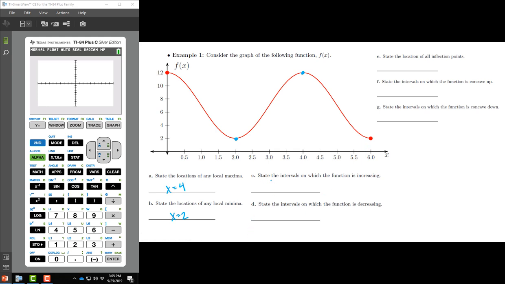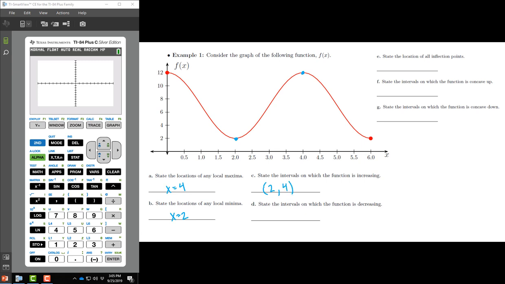All right. Now we're going to state the intervals on which the function is increasing. We're going to use interval notation just like we did when we were looking at the domains of functions. We can see that it's increasing between this minimum and this maximum. So what we would say is that it's increasing from 2 to 4.